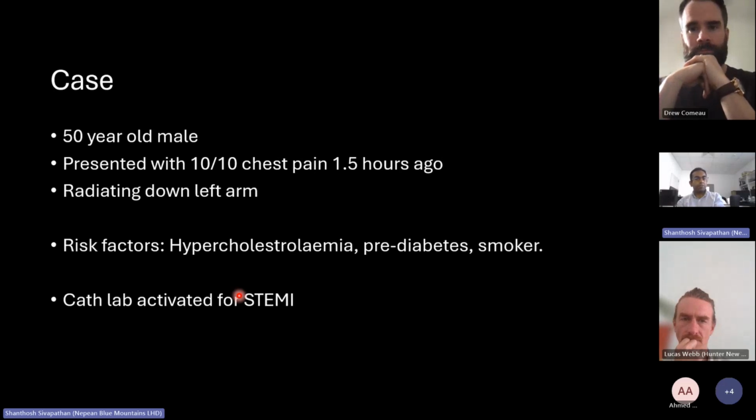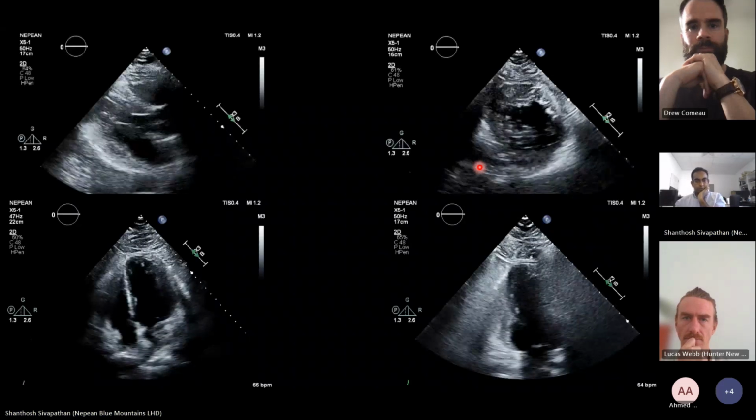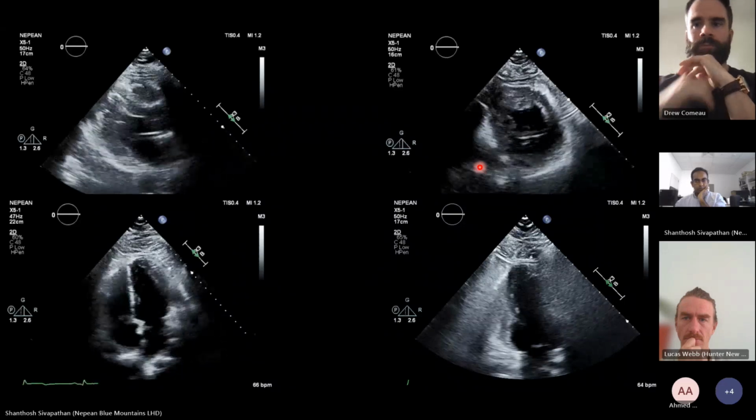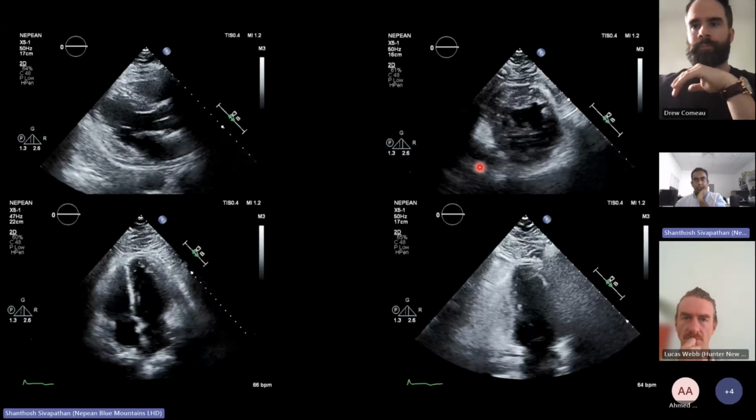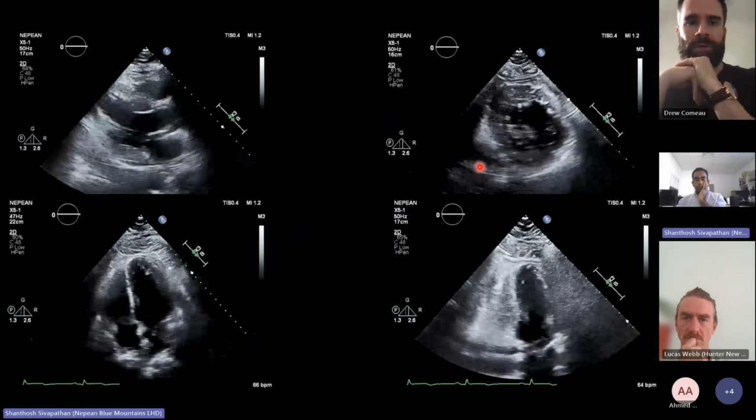A 50-year-old male presented with 10 out of 10 chest pain just an hour and a half ago, radiating down the left arm. He had hypercholesterolemia, prediabetes, was a smoker, and the cath lab was activated for a STEMI. Someone else want to have a crack at this? I actually can't remember what this is. I can go if there's no one else. Yeah, absolutely. Go for it.